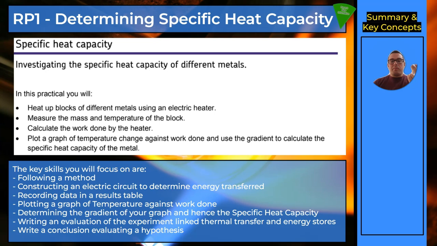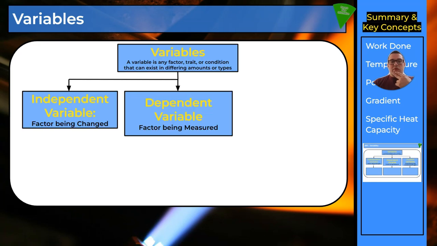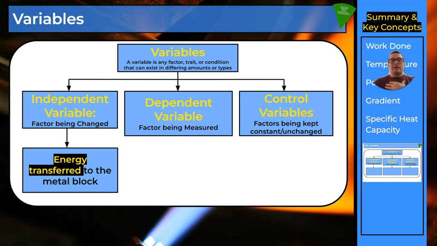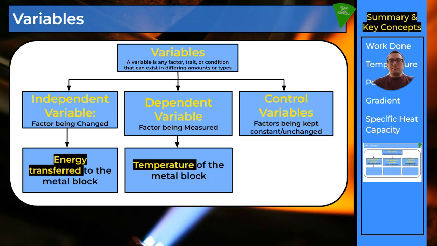Now, the equipment you're given will determine the precise way you'll carry out this practical, so here are just some general considerations. In this practical, the independent variable, the thing we change, is that we transfer energy either to the metal block or to the liquid we are trying to work out the specific heat capacity of. And we actually need to measure several things, not just temperature, but in the first instance we are tracking the temperature if we're going to plot it as a graph.